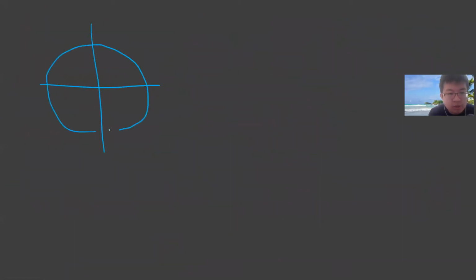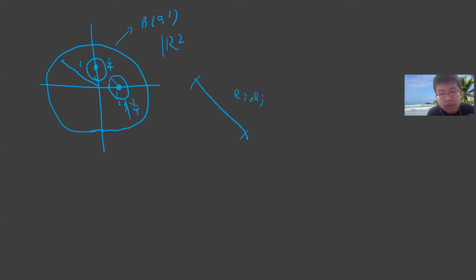As I say, consider 2 dimensions, and then you have a radius 1, so this is your B(0,1). And I draw a small ball with radius 1/4, and then you can put another with radius 1/4. You see the distance between e_i and e_j is basically square root of 2, and the radius is 1/4. You can choose 1/2, but it's the same. So you can see that these two balls will not intersect.